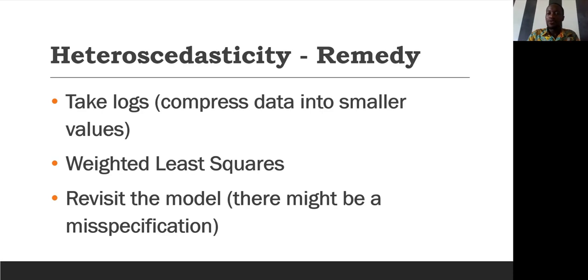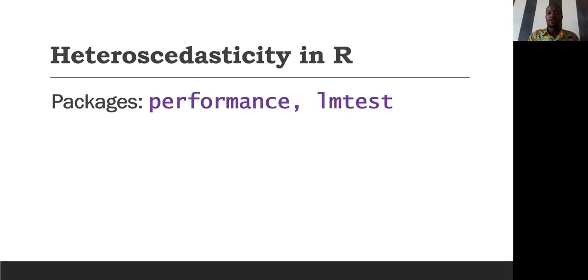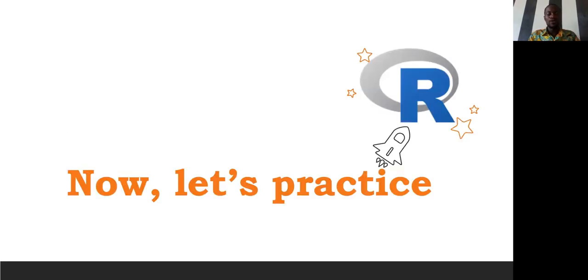And then the third one is to revisit the model. Maybe you might have misspecified your model, so take a look at it. Remember, we learned the functional forms. So if you create a model and there is heteroscedasticity, then it means you may have a model misspecification. So why don't you use some of the functional forms as a replacement to correctly specify the model? If you take a log-log model, then yes, of course, that becomes how your model should have been stated, all right? So these are some of the things that we need to look at when solving this problem. So we are going to use the performance package as well, and then the lmtest package to remedy this sort of issue.